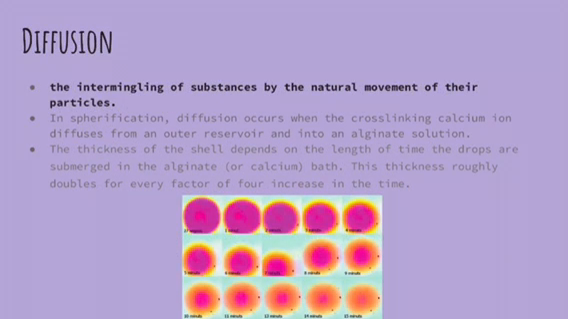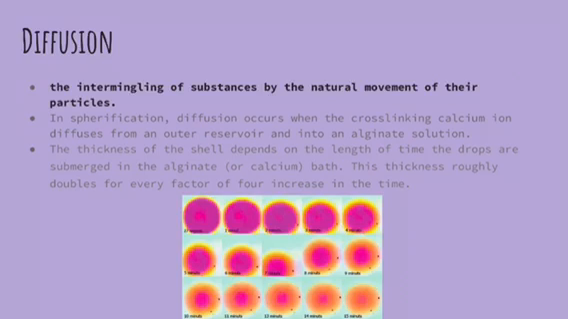So you guys probably already know what diffusion is from bio and chem class, but it's basically the intermingling of substances by the natural movement of their particles. That's the most basic definition of it. So this relates to spherification because the diffusion occurs when the cross-linking calcium ion, like we talked about before, diffuses from an outer reservoir and into the alginate solution. So this is basically how the membrane is created around the sphere.